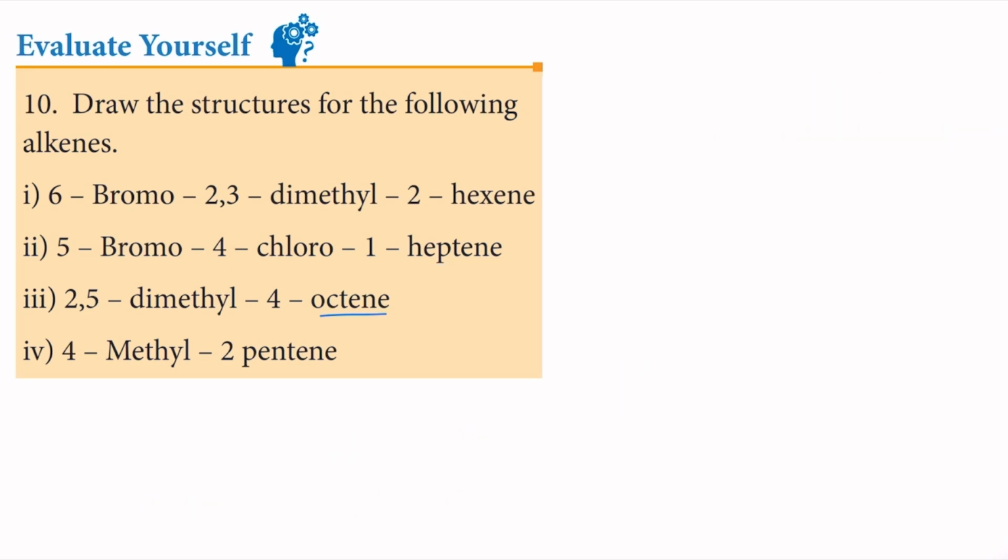Here we have an octene chain as our parent chain and the position of the double bond is at 4. So let's draw the backbone first. 1, 2, 3, 4 and then at 4 we have the double bond. 5, 6, 7, 8 and then 2, 5 dimethyl. Let us first number it. 1, 2, 3, 4, 5, 6, 7, 8. At 2 position we have a methyl group and 5 position we have a methyl group.